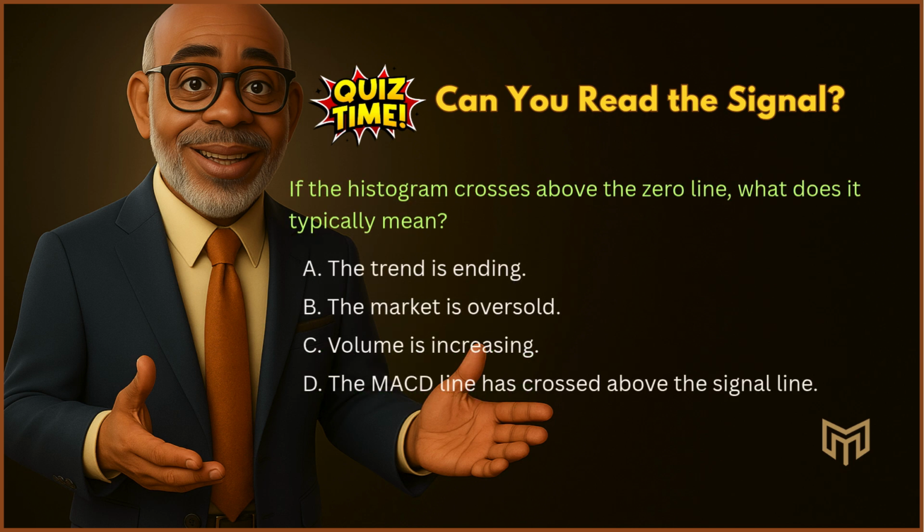Question 8. If the histogram crosses above the zero line, what does it typically mean? Is it A, the trend is ending? B, the market is oversold? C, volume is increasing? Or D, the MACD line has crossed above the signal line? Think about what the zero line represents and what it means when the histogram crosses it.